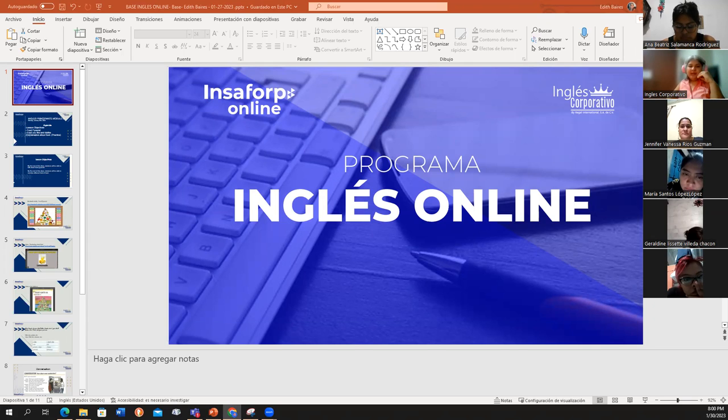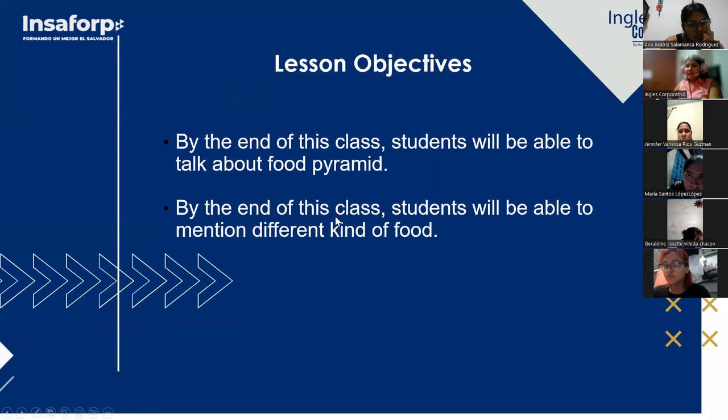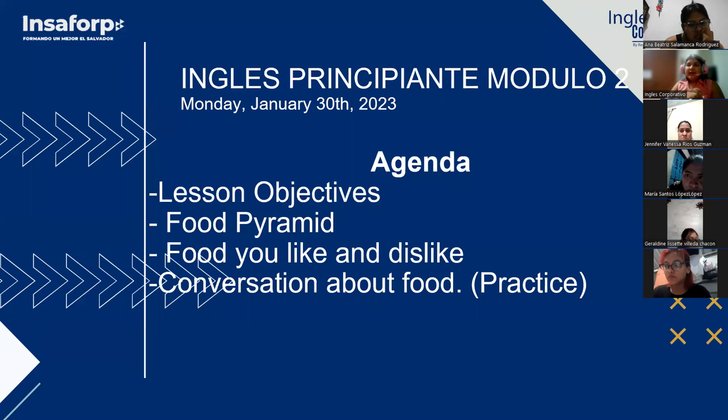Well, good evening, everyone. Welcome to this class. This is class number 9. Today we're going to start unit number 9. It is about food. The agenda for today: we have the lesson on adjectives, then we have the food pyramid, then we're going to talk about food that you like or dislike, and we are going to have conversations about food to practice, okay?